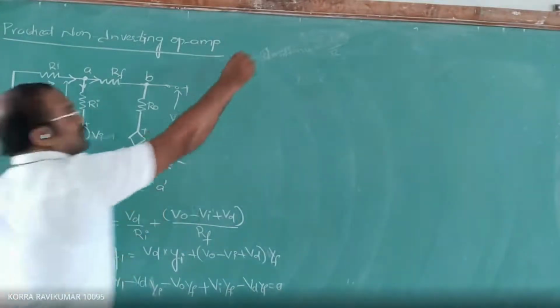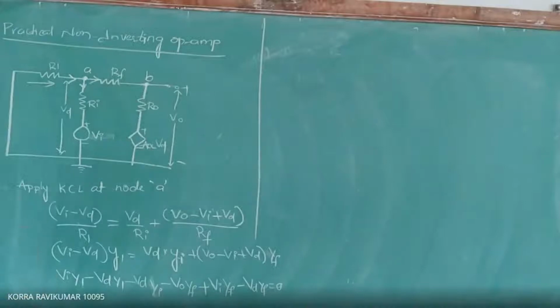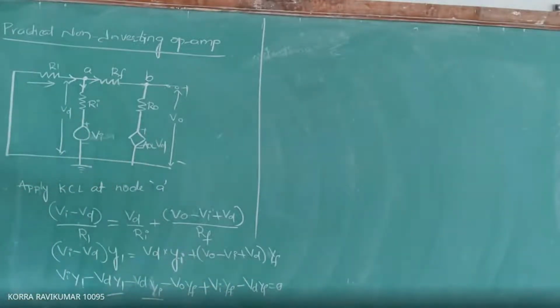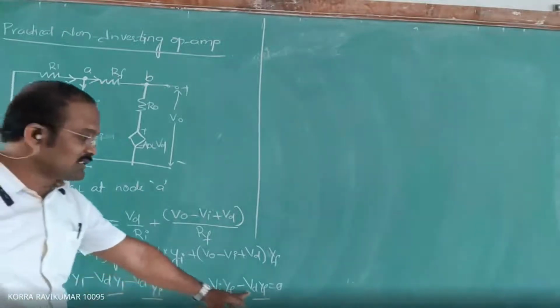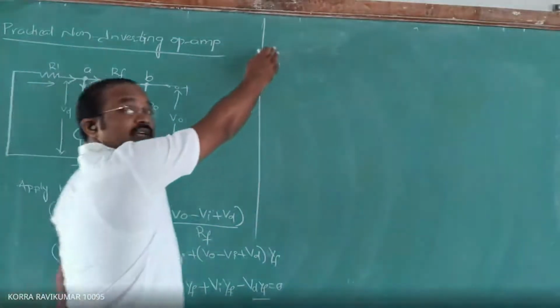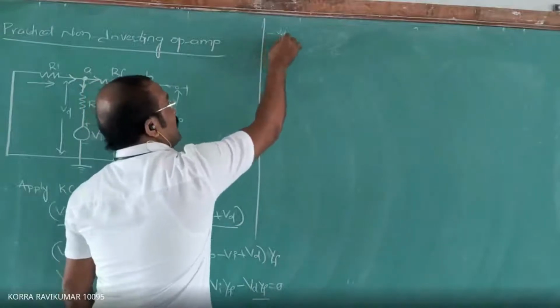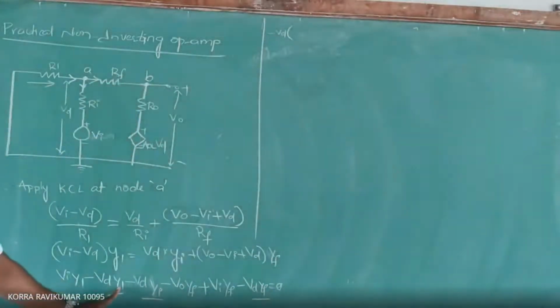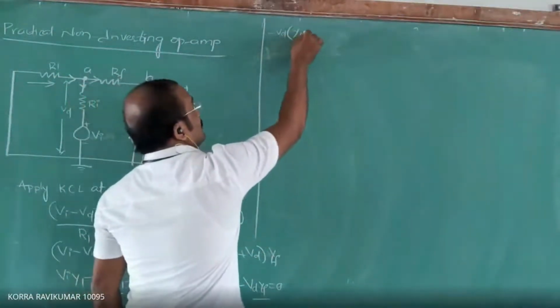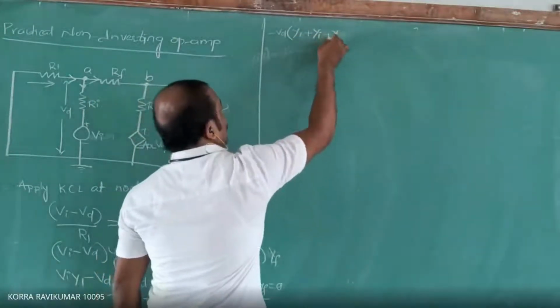Now, see here, the second term consists of Vd, the third term also consists of Vd, and the last term also consists of Vd. Take Vd as common, that is minus Vd of Y1 plus Yi plus Yf.